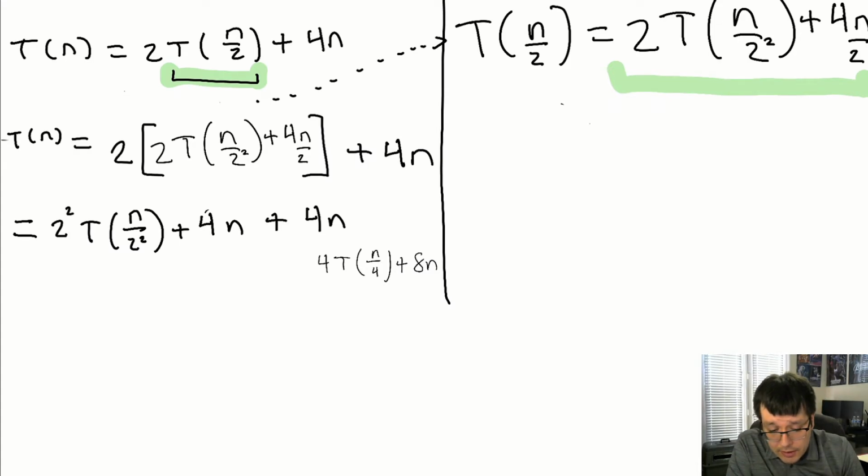So anyways, now we're going to do the same thing. We want to figure out what this t of n divided by 2 squared is equal to, or t of n divided by 4 is equal to, okay?